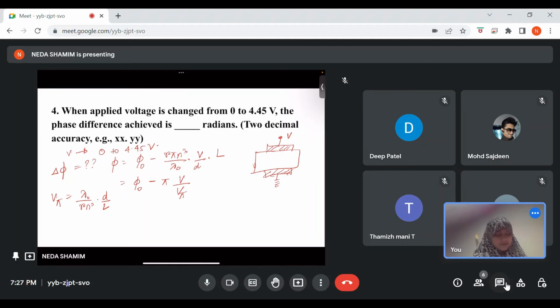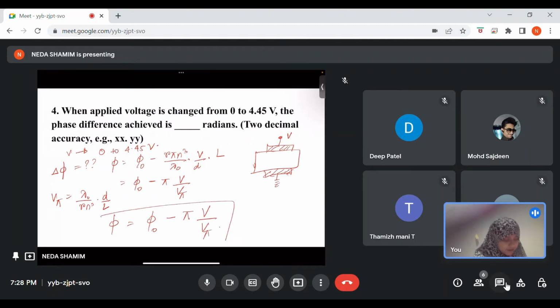L by D Rn cube by lambda 0. It's exactly reciprocal of it. So that will be equivalent to phi 0 minus pi V by V pi. So now what are we going to do? So this is my phi. Phi is equal to phi 0 minus pi V by V pi.